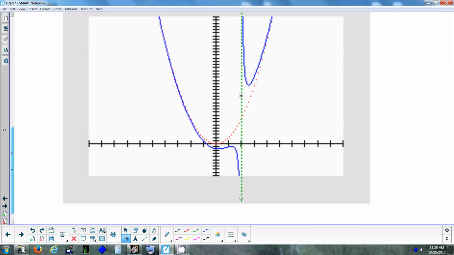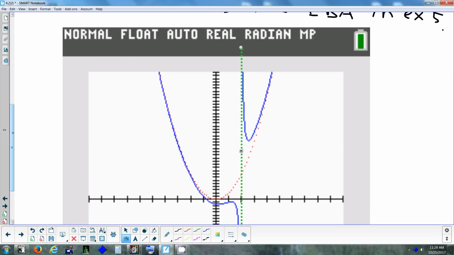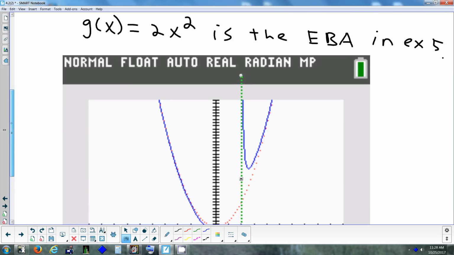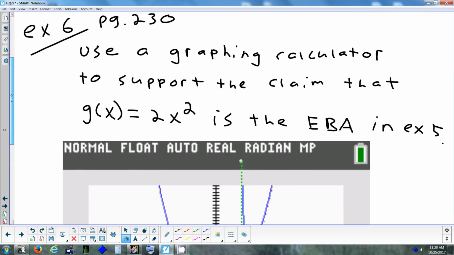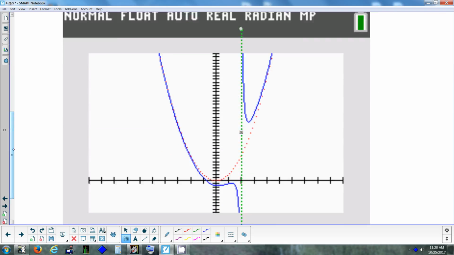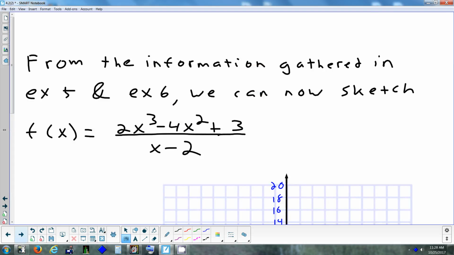Okay, so that's what we're going to try to sketch by hand, but I think we've shown that the 2x squared is a good asymptote. Okay, that's the EBA. So any questions on how we supported the result we found in the last example? Right, so let's try to make a sketch.